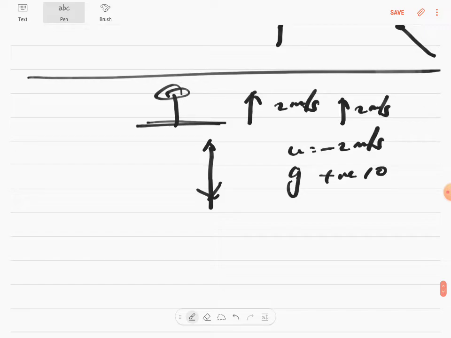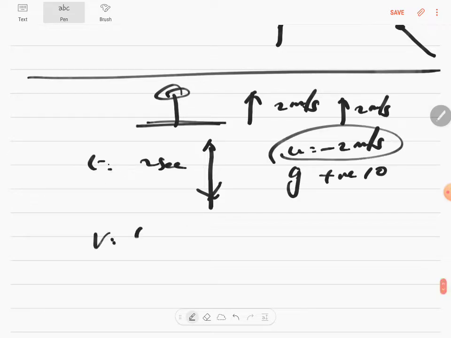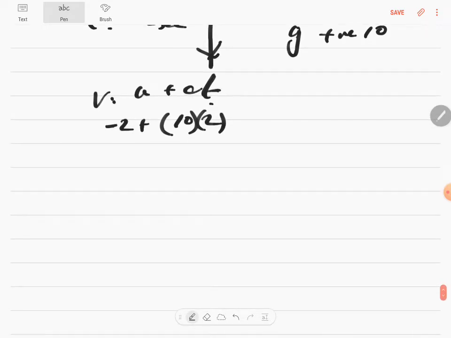So what are you going to do? What is the question? What is the velocity of the packet after 2 seconds? So time is equal to 2. Initial velocity is minus 2. You know v is equal to u plus at. After 2 seconds means put time as 2, gravity as positive 10, but this is minus 2. So you get minus 2 plus 20, which is 18 meters per second, the velocity the packet is going to get after 2 seconds.